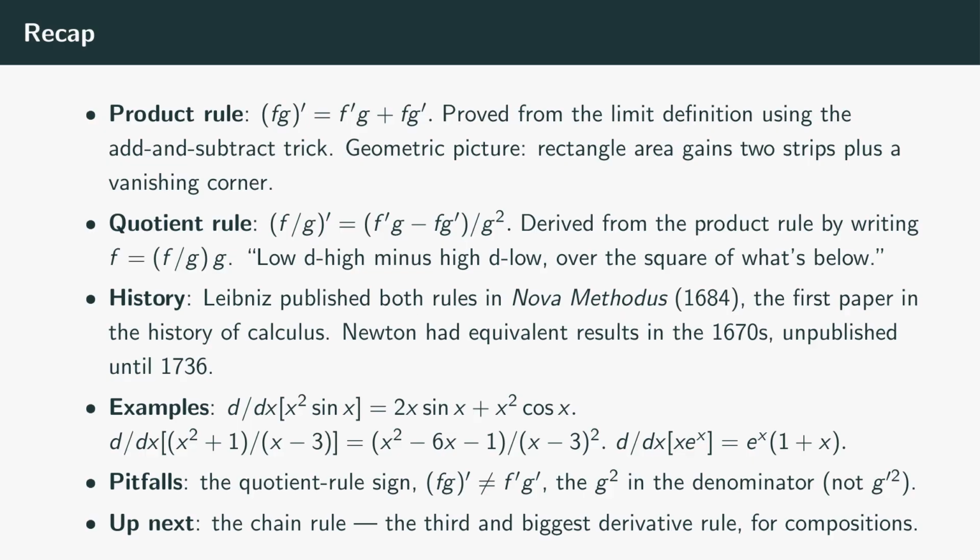3 worked examples. X squared sine x gives 2x sine x plus x squared cosine x. X squared plus 1 over x minus 3 gives x squared minus 6x minus 1 over x minus 3 squared, and x e to the x gives e to the x times 1 plus x. 4 pitfalls centered on the quotient rule: sign, order, the bottom squared, and the algebra cleanup. Next time, the chain rule, the third and biggest derivative rule for compositions.